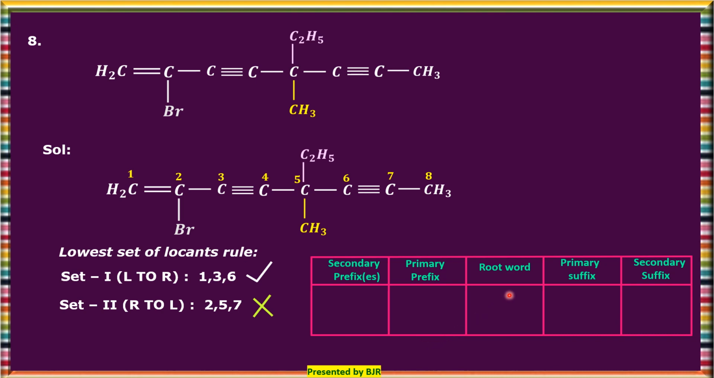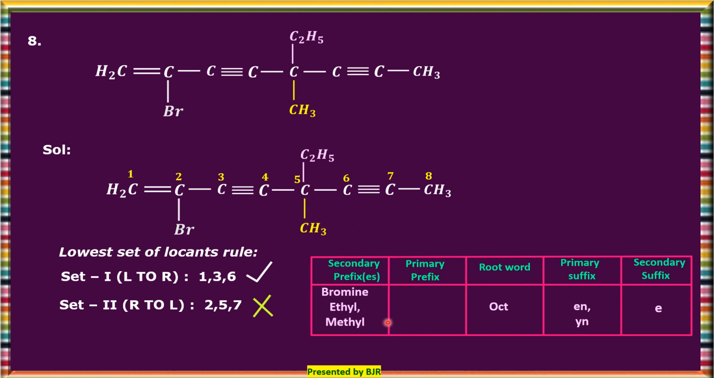Then root word: this carbon chain contains 8 carbon atoms, so it is oct, and this molecule contains both double and triple bonds. For that reason, primary suffix en and yn, secondary suffix e. Next, there are 3 substituents, otherwise secondary prefixes. Bromine is attached to the second carbon. Ethyl and methyl groups are attached to the fifth carbon.